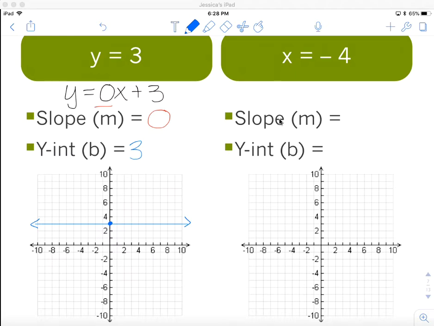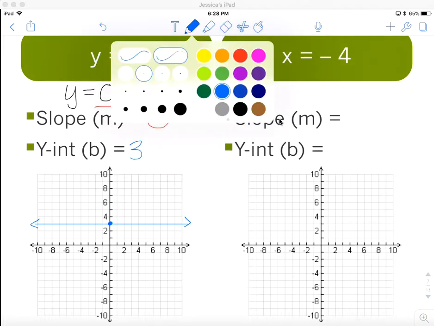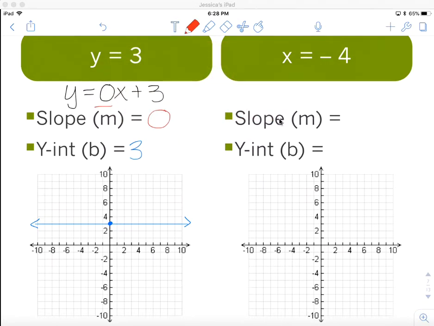The next one is the opposite. On the next one, I have x equals a number. This is the one that's different from all the others. If you have x equals, then that means that your slope is undefined. And this one actually does not cross the y-axis. So you're probably wondering, how do I graph this?